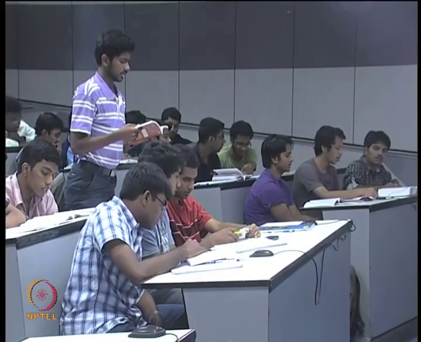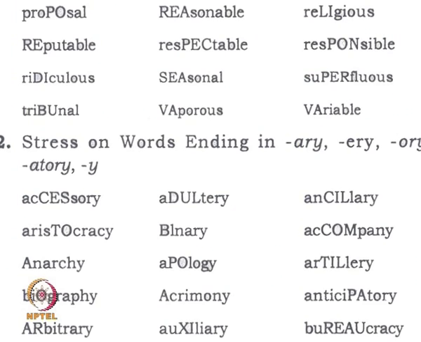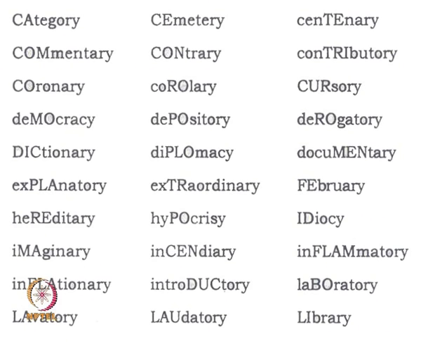Accessory. Please continue. Adultery. Ancillary. Aristocracy. Binary. Company. Anarchy. Apology. Artillery. Biography. Acrimony. Anticipatory. Arbitrary. Auxiliary. Bureaucracy. Category. Symmetry. Centenary. Commentary. Contrary. Contributory. Coronary. Corollary. Cursory.